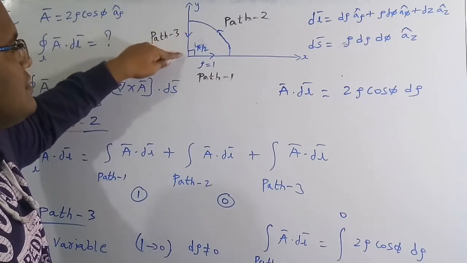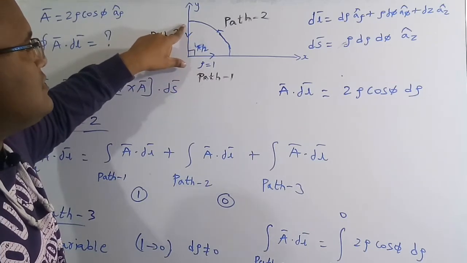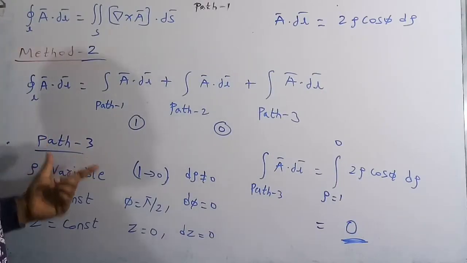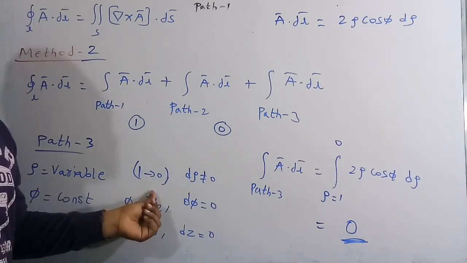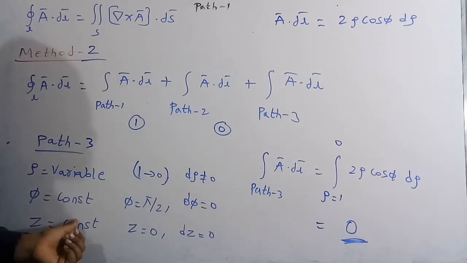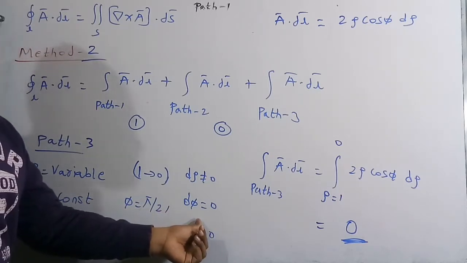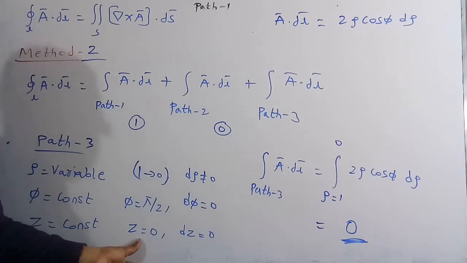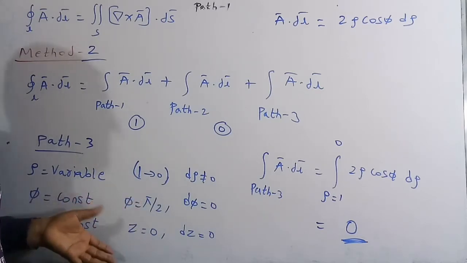Therefore rho is changing from 1 to 0, and phi is constant, equal to pi by 2, and z is also constant, equal to 0 because it is in the xy plane. So the variables and constants in path 3: rho is a variable because it is changing from 1 to 0, so change in rho is not equal to 0. Phi is a constant equal to pi by 2, so d phi is equal to 0. Similarly z is a constant because it is in the xy plane, so z is 0 and change in z is 0. Now we have to substitute all these constants in the equation.